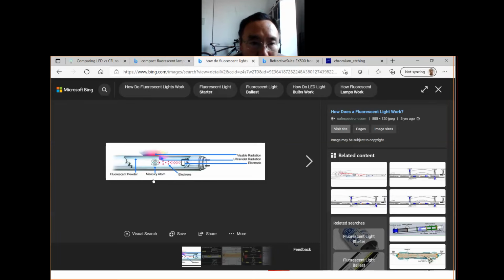You can see we have the mercury atom inside, and we have the electrodes to ignite the mercury atom to form the plasma or arc. So we have the light. But this light is the UV light, ultraviolet light. So to convert UV light into visible light, we use fluorescent powder. We coat fluorescent powder on the wall. So then the UV light will be converted to the visible light by this fluorescent powder. So this is how the compact fluorescent lamp works.